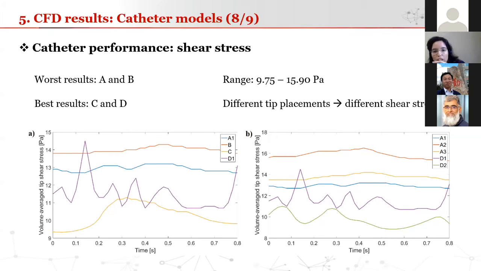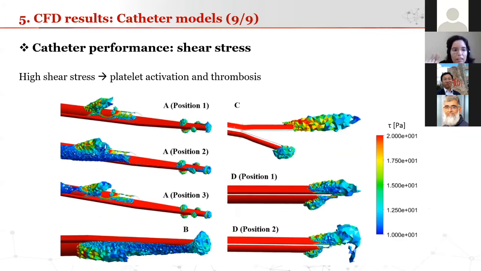So this kind of result is worrying because high shear stress, specifically above 10 Pascal, is assumed to activate platelets and lead to thrombosis, meaning that it can further enhance that clotting at the tip, which we want to prevent.